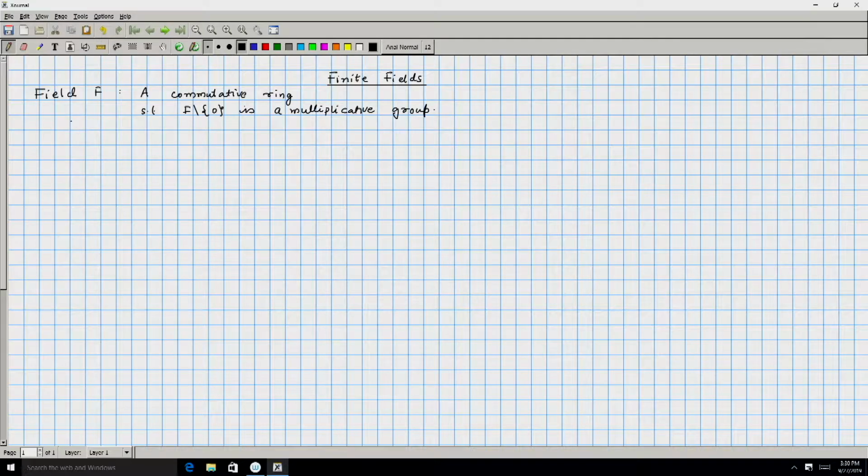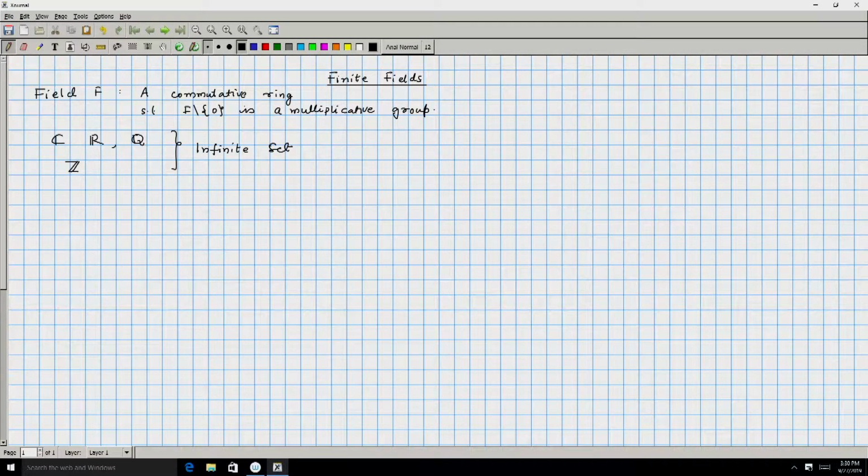So, we will study about finite fields in this lecture. A field is a commutative ring such that the non-zero elements form a multiplicative group. The examples are the set of complex numbers, the set of real numbers and the set of rational numbers, okay. And the non-examples are the set of integers. If you look at the set of integers, they do form a commutative ring, but the elements are not invertible. All these are infinite sets, okay.